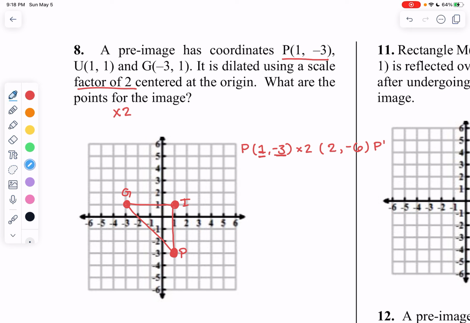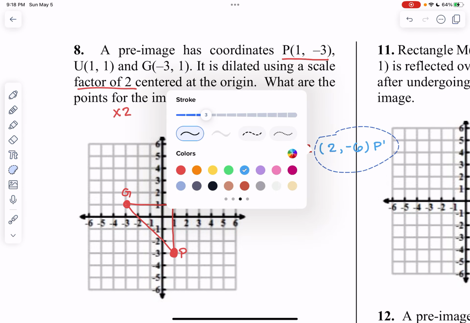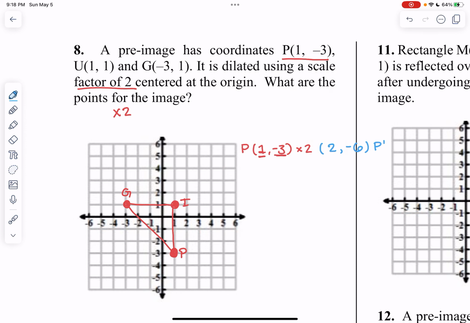I'll do it in a different color. Hang on. Make it super, super clear what we're doing here, people. Okay, P is at (+2, -6). That's down here. P prime. All right, next one is I. Okay, no, U. Y'all, there's got to be at least one mistake.